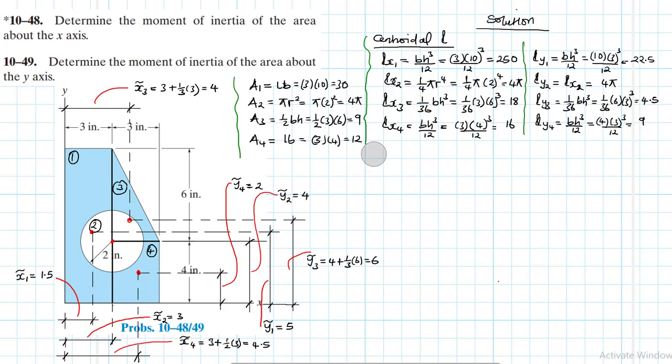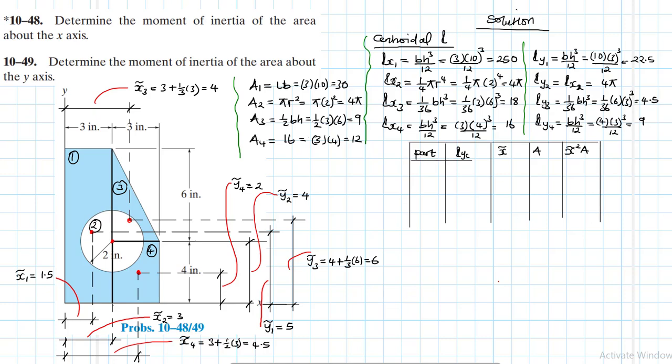All we just need to draw now is a table, 2 tables for that matter, so that we fill in this information. So let's call this column part, then Iyc, then x centroid, then area, then x centroid squared by area. Okay, let's draw this very quickly. We need 2 of them, so we don't need to make them so big, at least reasonable.